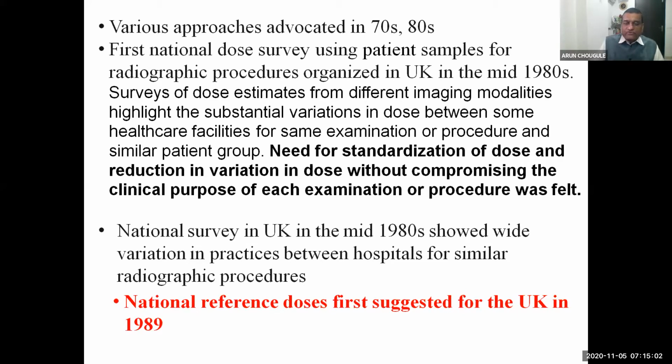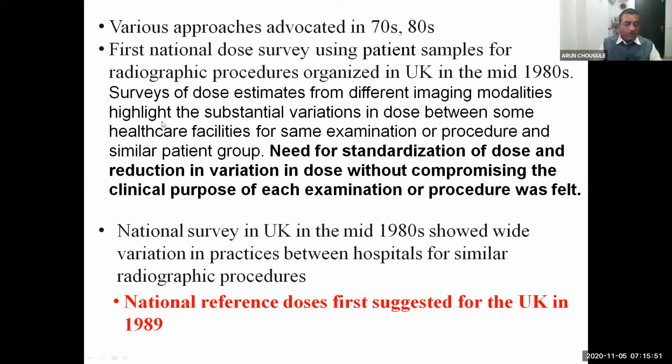And therefore various approaches were thought of, advocated and practiced since the 70s, and a need was felt for standardization of dose and reduction in variation in the dose without compromising the clinical purpose of each examination or procedure. That means if a chest X-ray is being done in one part of the country, for example from north to south or from east to west, the dose should not vary very much. And if it is varying, what are the causes, what things should we look at. Also, there should be reduction procedures to bring it down by using various image receptor systems or image processing systems and technology development.